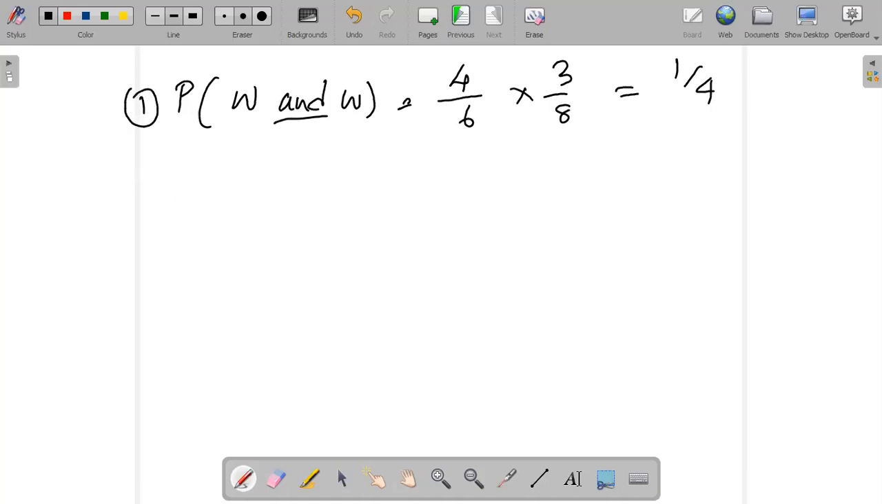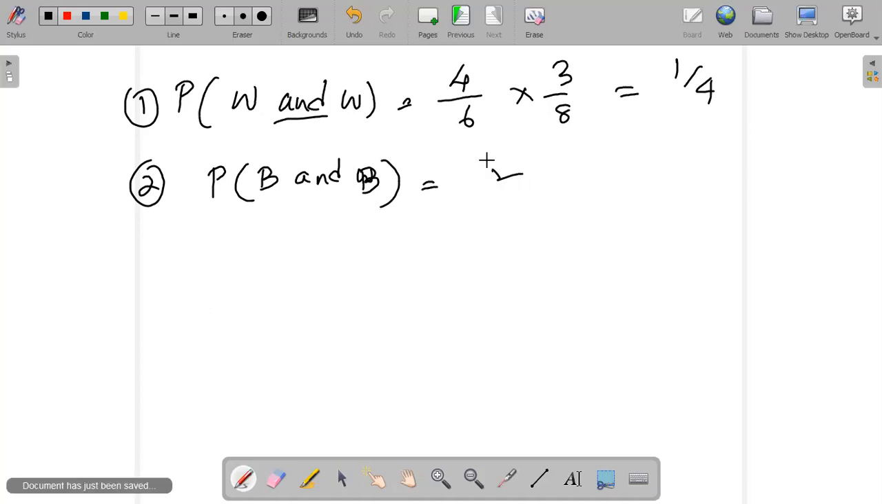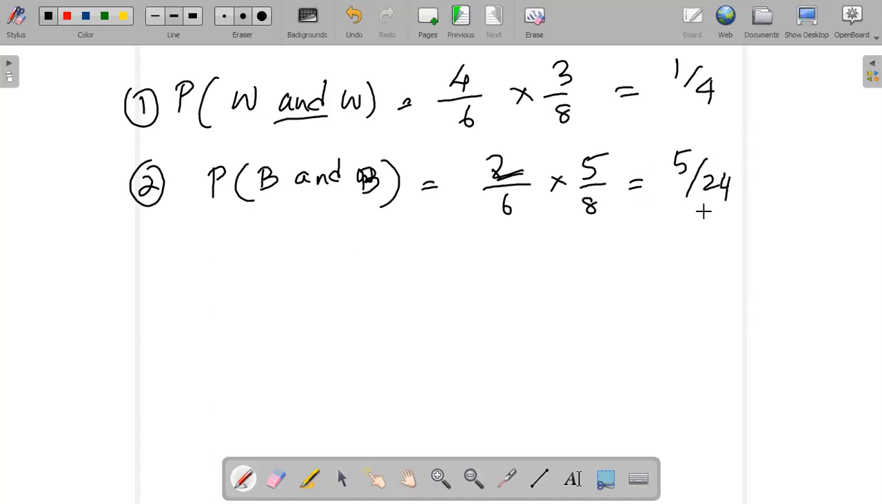Now let us see, both are black again. Both are black, that is 2 by 6 and 5 by 8. Yeah, you figure as understood.